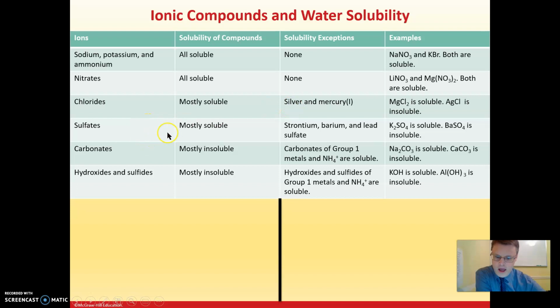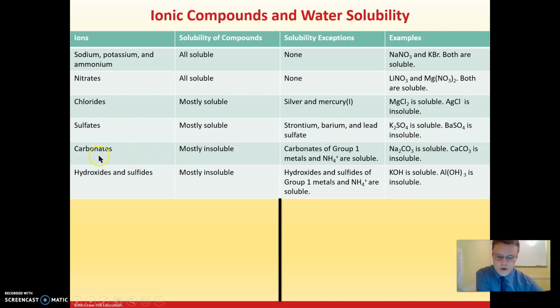All right, let's look at sulfate. This is another type of anion, our SO4 2-. These are usually going to be soluble except when the other ion is strontium, barium, or lead. So potassium sulfate would be soluble. However, barium sulfate would be insoluble. It's an exception because it has barium.